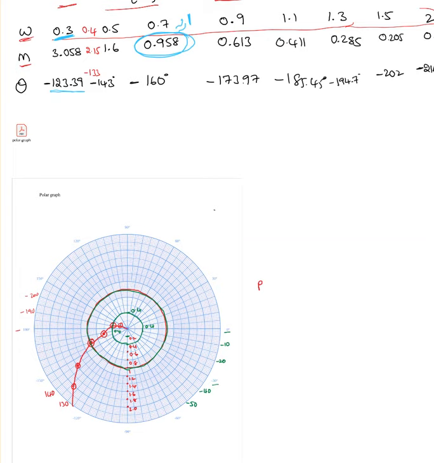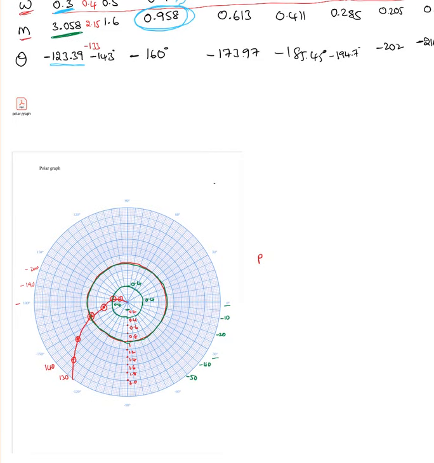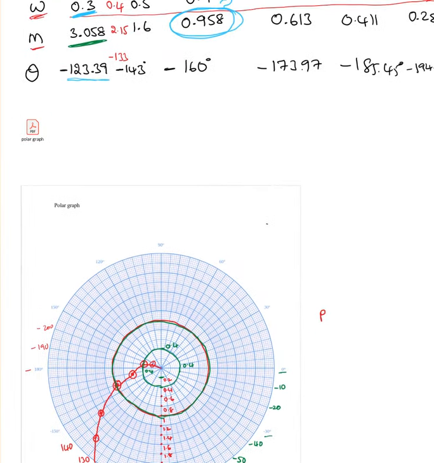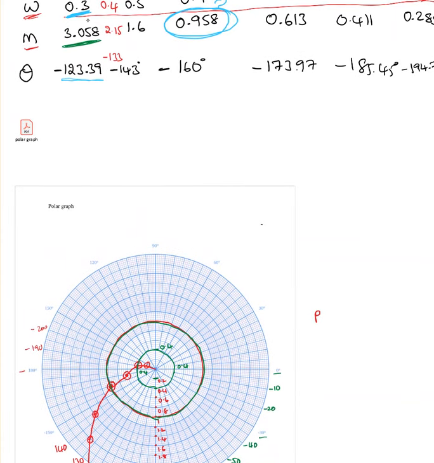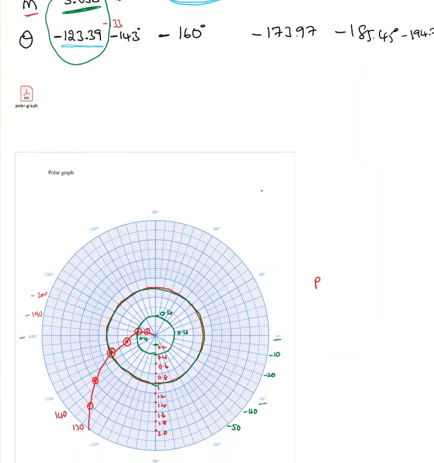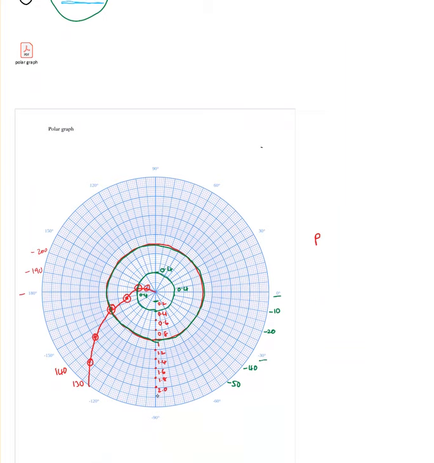Now I have the magnitude and phase angle. At 0.3 I have 3.058. Do I have the 3.058 on the graph? I don't actually, but I can have it. Let me represent that. At omega value 0.3, I do not have that value in this graph. All I care about are these two values, magnitude and phase angle. So 3.058 and minus 123.